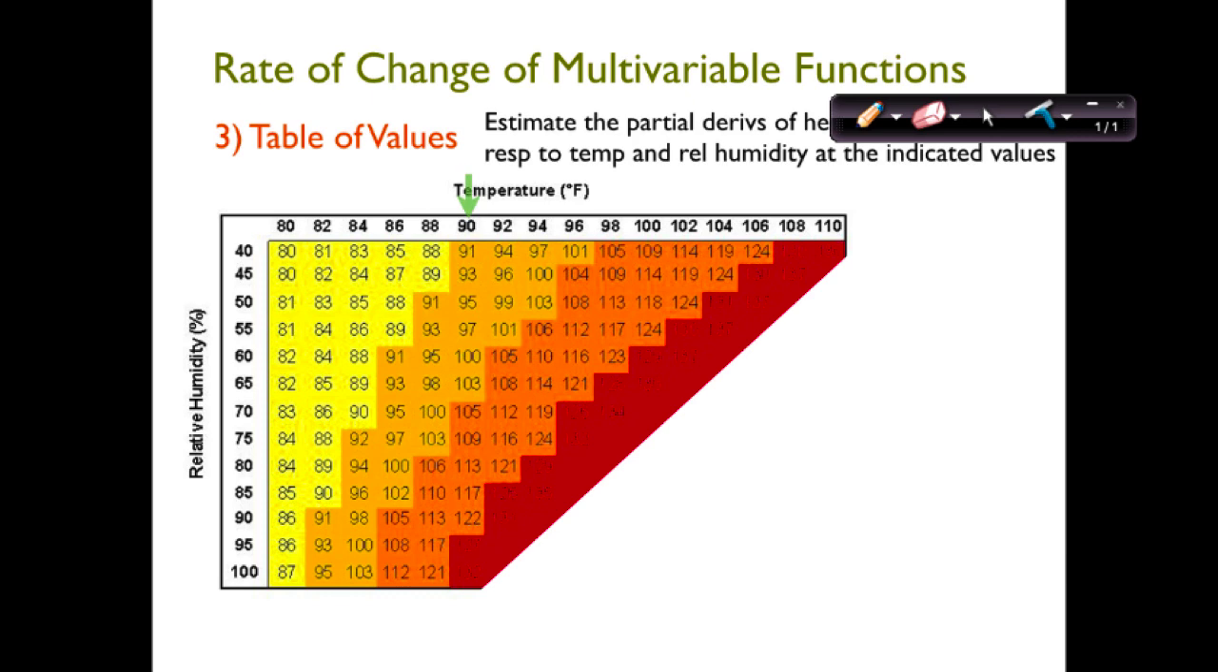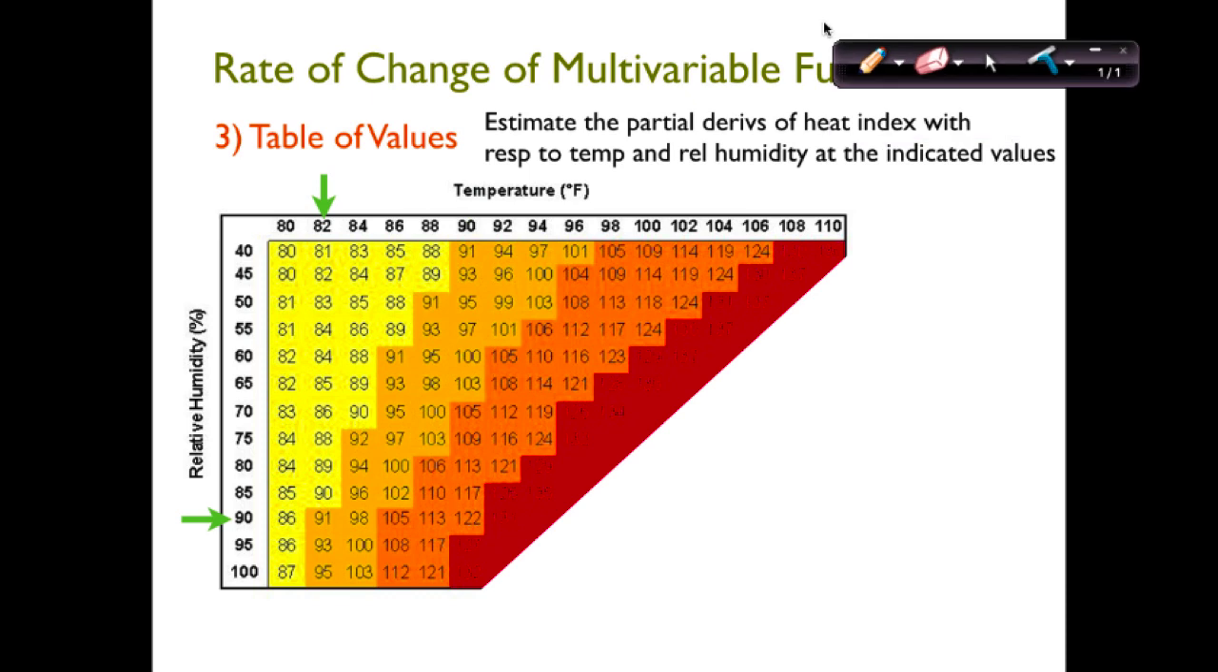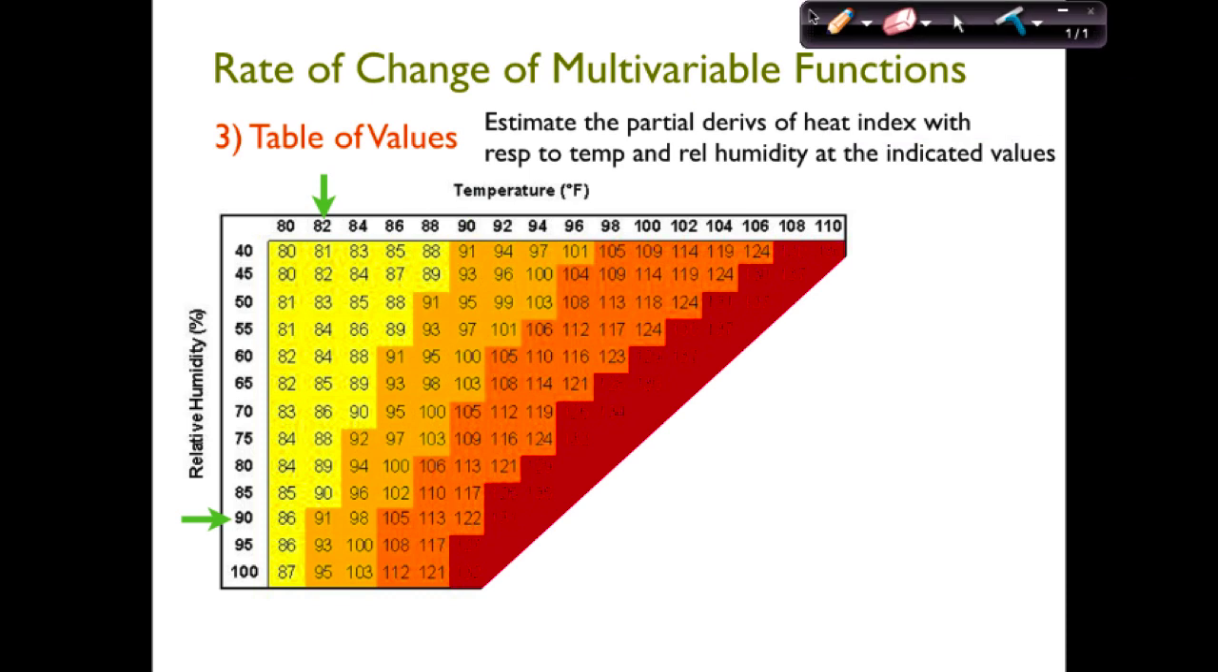So we're going to estimate partial derivatives. We're going to start with this second example here. So we've got our variables. I is going to be the heat index, and its unit is what it feels like, so it's going to be degrees Fahrenheit. T is going to be our temperature, also degrees Fahrenheit, but actual degrees Fahrenheit. And H is going to be our relative humidity, and that's a percent.